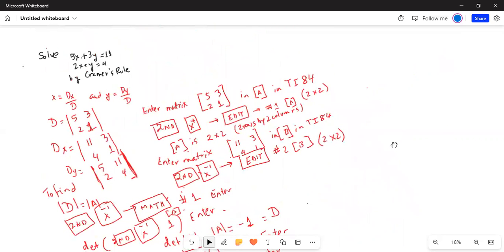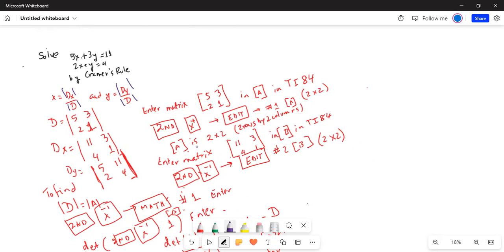Okay, so we started with the equations 5x plus 3y equals 11, 2x plus y equals 4, by Cramer's rule. The definition of Cramer's rule says that x is given by determinant of x by determinant of D.